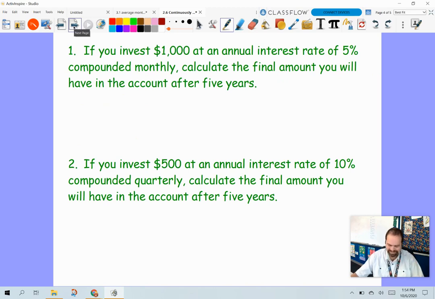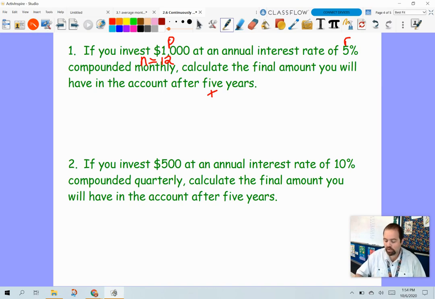Take your time. All right, if you invest $1,000, that is your principal, that's your dollar amount, at an annual interest rate of 5%, that's your R, compounded monthly, that's your N. Monthly means 12. Calculate the final amount, that's what we're trying to find, the A, you will have in your account after 5 years. There's your time.